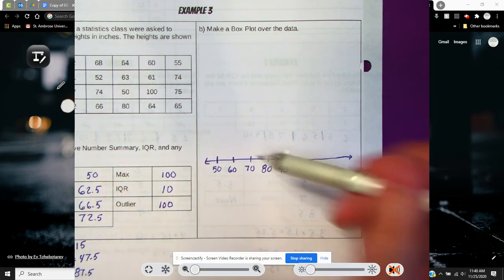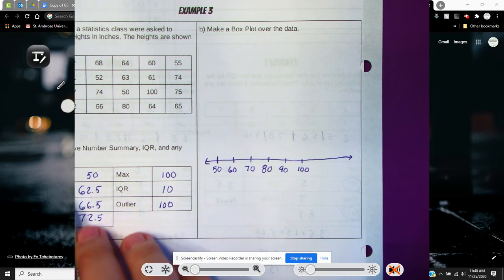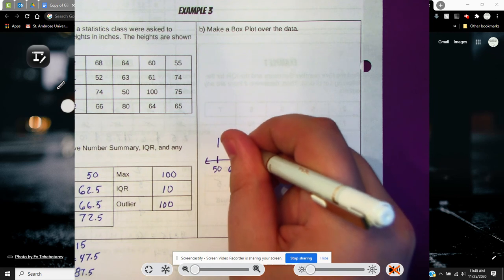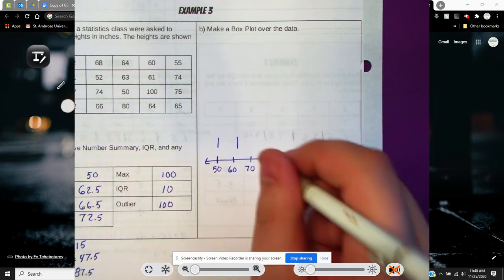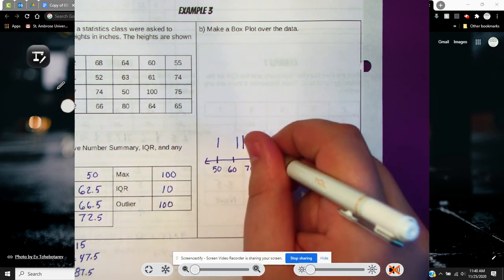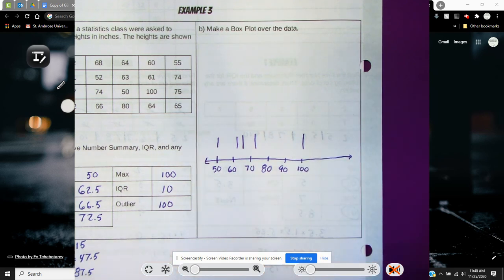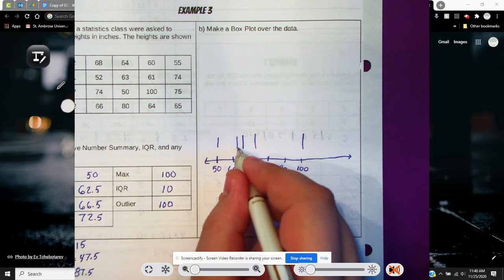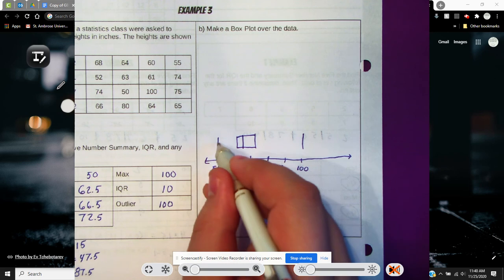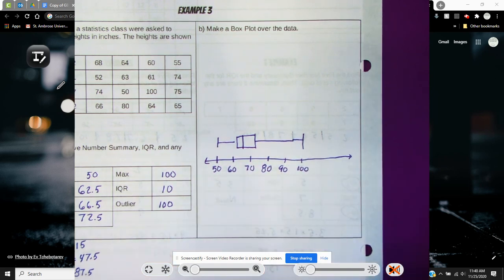Now I'm just going to draw in a vertical line above each of these numbers. So we're going to draw in a line above the 50, about where 62.5 is, above 66.5, above 72.5, and above 100. Finally, I'm going to connect my Q1 to my Q3 to make the box. And I'm going to draw in my whiskers.